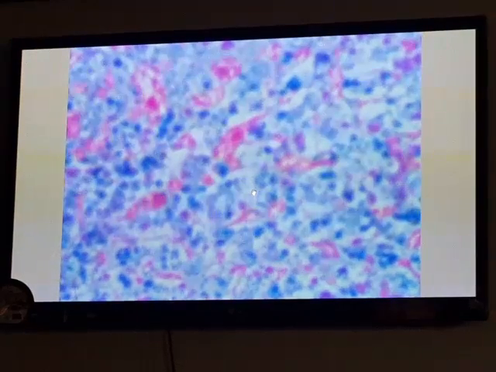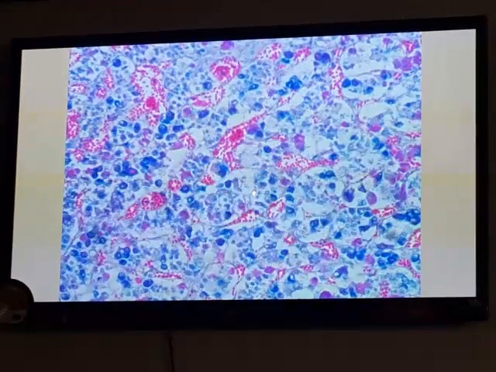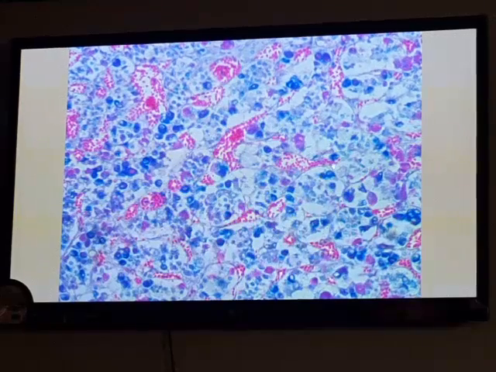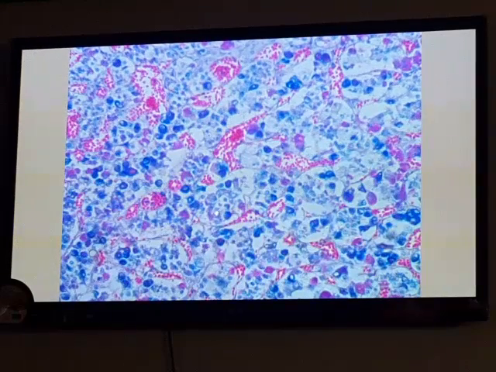Chromophobes do not stain in this section or stain only slightly. Between the cells we have fenestrated capillaries.